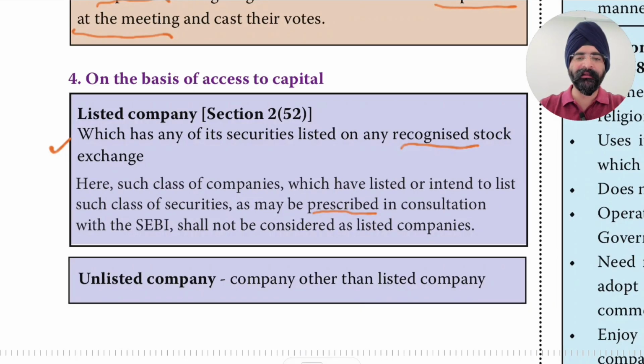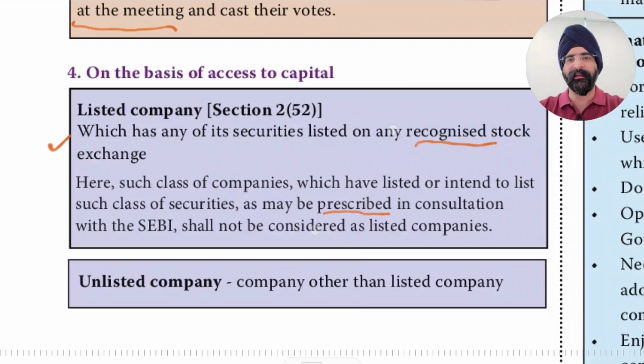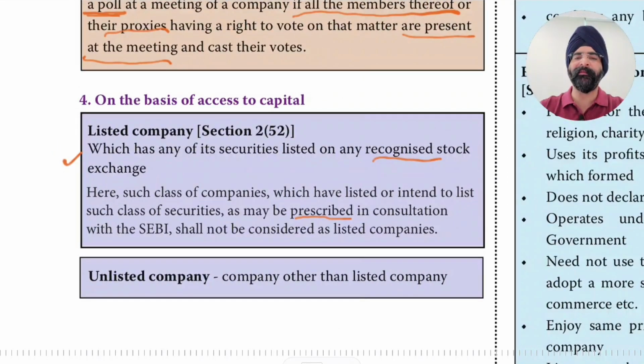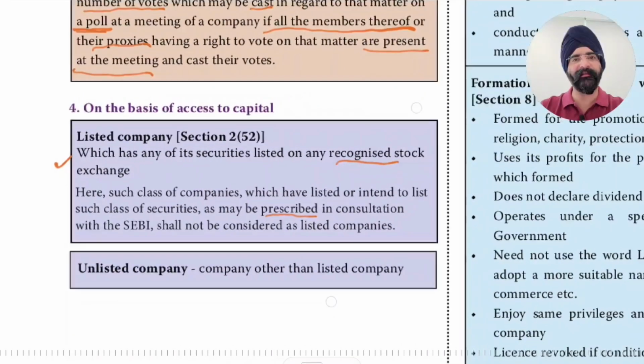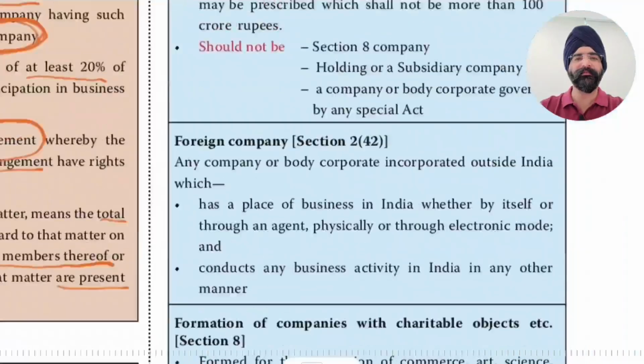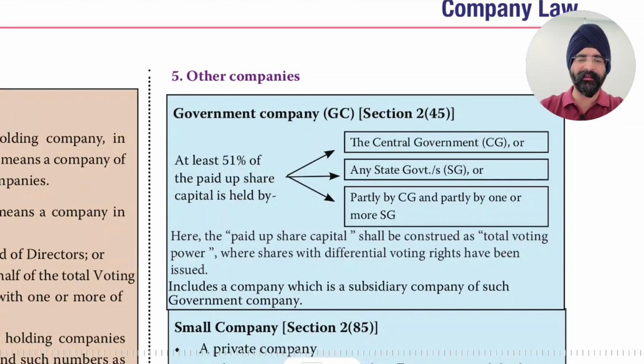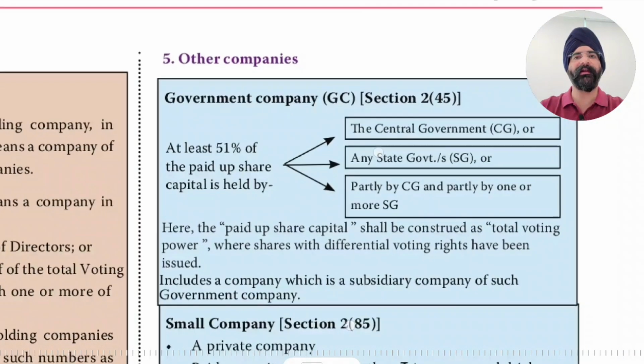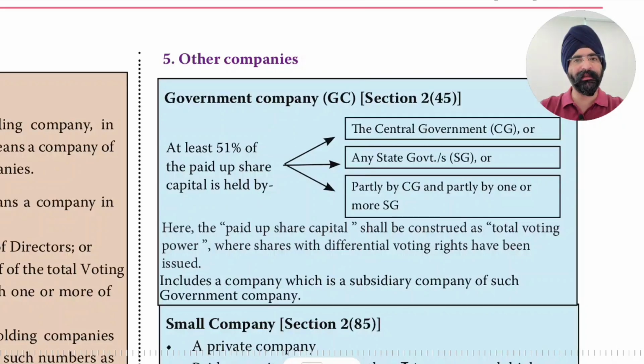Unlisted company. Unlisted company means a company other than a listed company. So just as holding was other than a subsidiary, similarly, unlisted is other than a listed company. I think that is clear. Usually companies start off as unlisted companies, then they may get themselves listed. And since a private company cannot offer shares to the public, a company will either be a public company or it will be converted into a public company.